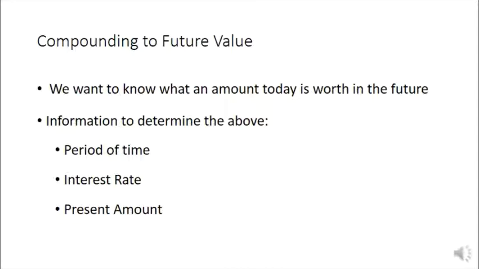So, suppose we have some amount of money today, and we want to know what it's worth in the future. We need 3 pieces of information to learn that. We need to know what the future time horizon we're talking about is, what that period of time is. We need to know the rate at which it's growing, and we need to know what it's worth right now, the present amount. And once we combine all these things, we can learn how much something is worth in the future.